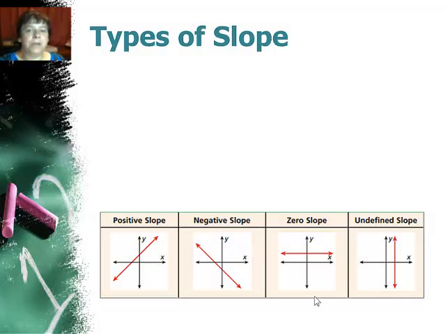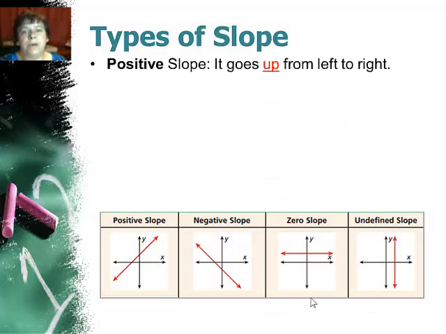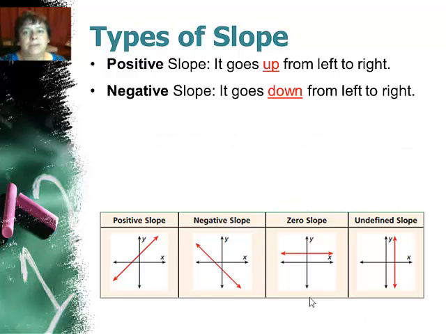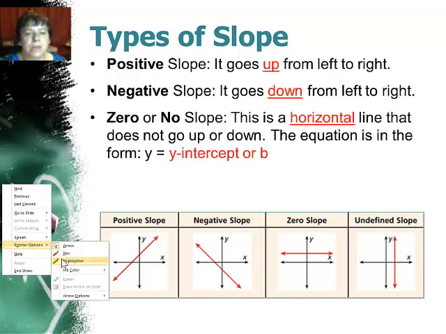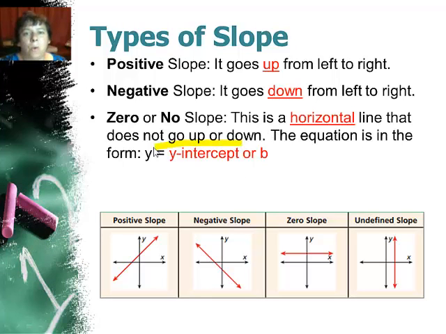There are a couple different types of slope. Positive slope means it goes up from left to right. Negative slope means it goes down from left to right. Zero slope means it's a horizontal line that does not go up or down. An important thing to know is that the equation is often y equals a number, y equals the y-intercept, or y equals b.